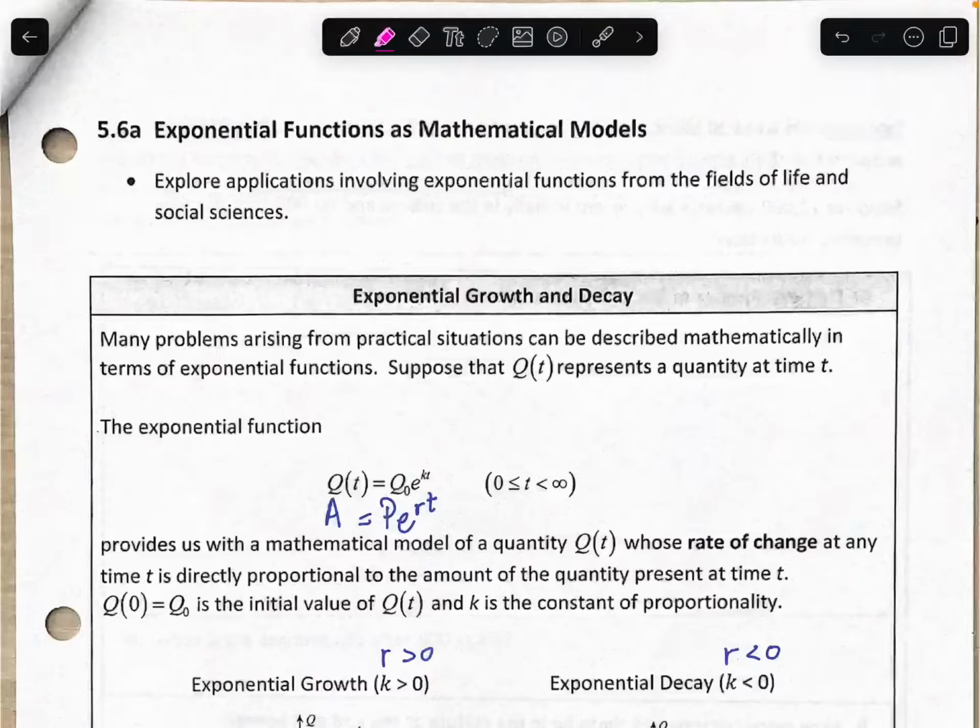Hello everyone, we're gonna go over 5.6 and 5.6A and B today in this video. I'm gonna go pretty fast because there's a lot to cover, but please play it multiple times if you need to, slow it down, or just pause if you need to.